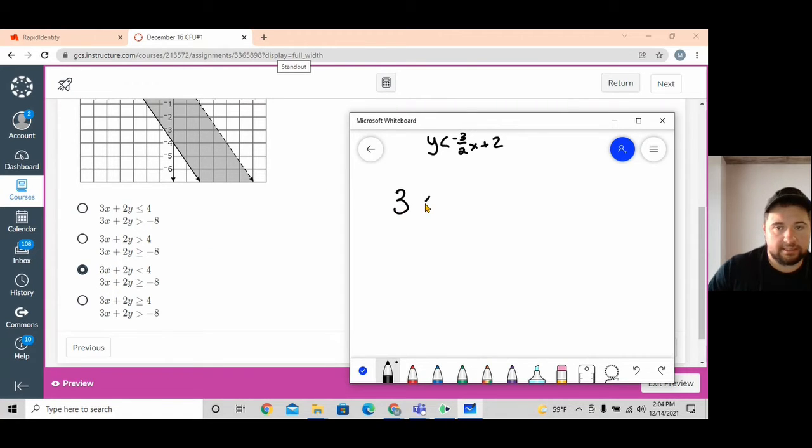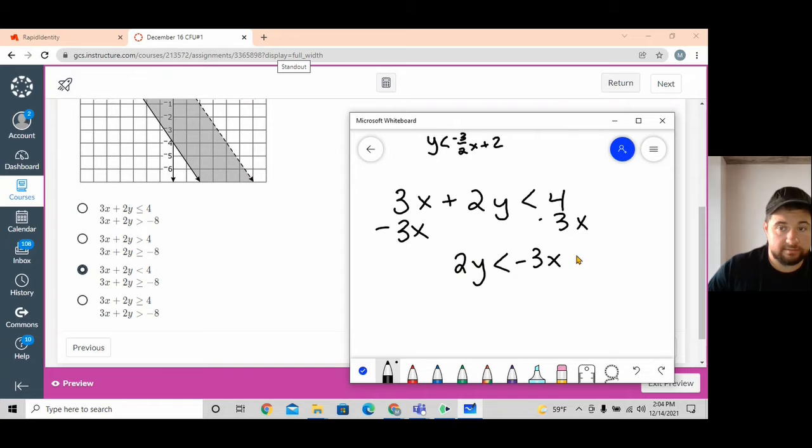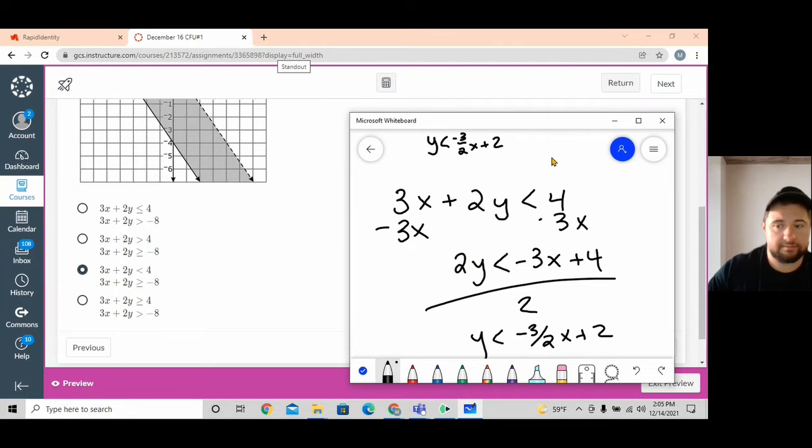So 3x plus 2y is less than 4. Subtract 3x from both sides. 2y is less than negative 3x plus 4. Divide by 2. Y is less than negative 3/2 x plus 2. That lines up with the equation that we needed in the very beginning.